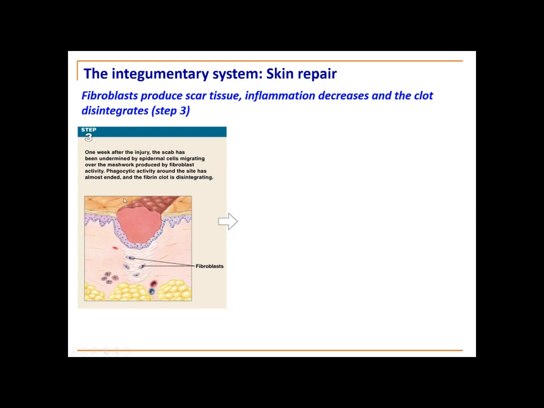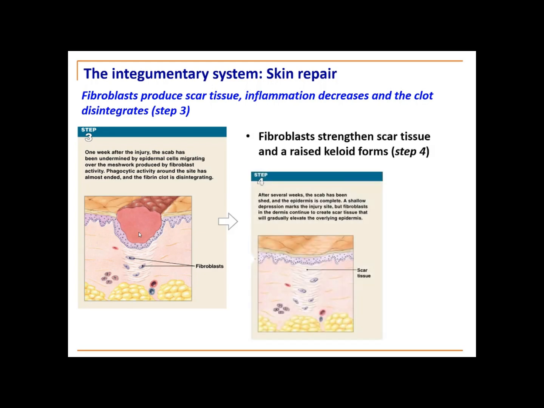You then start to produce your scar tissues. This is your step 3. So the fibroblasts produce your scar tissue, inflammation begins to decrease, and the clot itself is disintegrating. And the scab has been undermined by epidermal cells that have migrated down, as we've already talked about, and the phagocytic activity is pretty much ended at this point. And then finally you get the fibroblasts, which start to strengthen that scar tissue, and you start to get initially a raised keloid structure. Raised keloid starts to form.